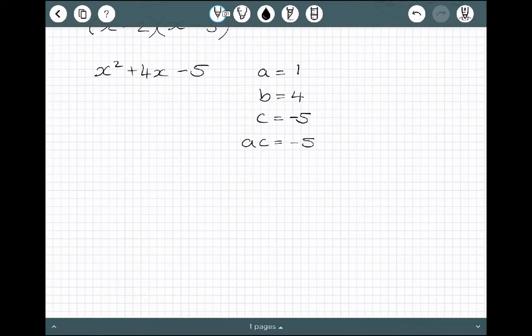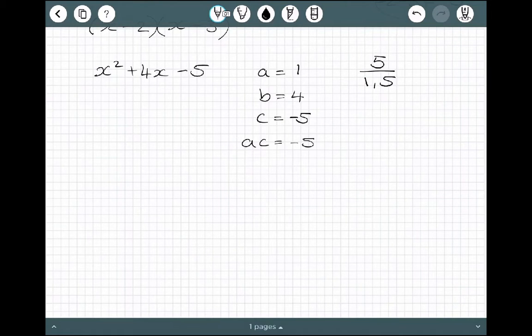Okay, so let's look at things that multiply to make 5. We'll deal with the negative in a second. 1 and 5. Can you think of anything else? Whole numbers that multiply to make 5? I can't think of any. Now, we've multiplied to make 5. However, we must add to make 4.